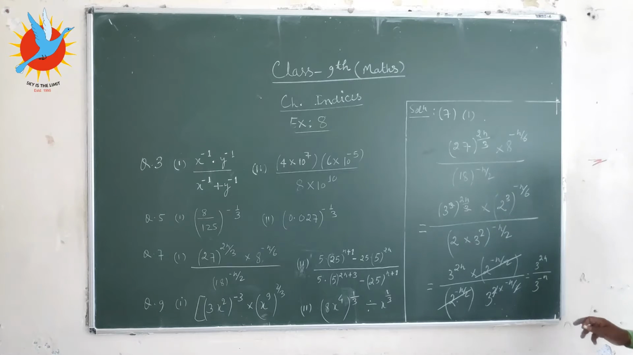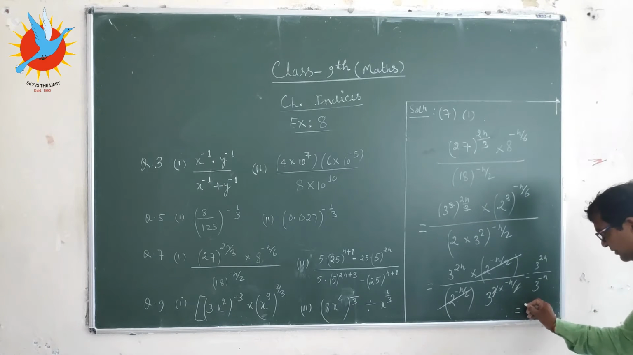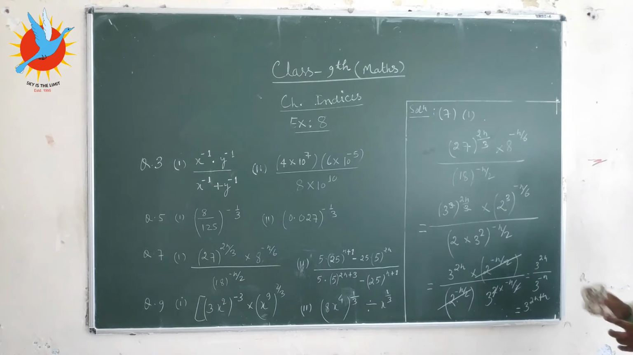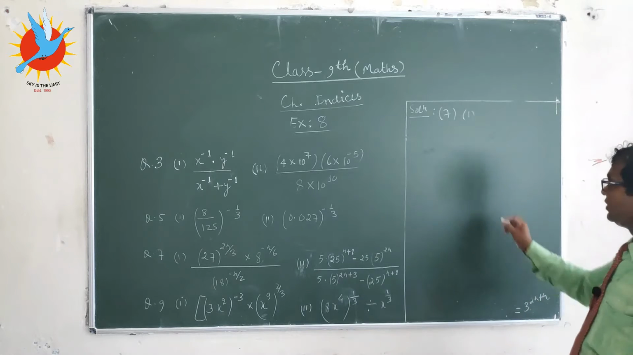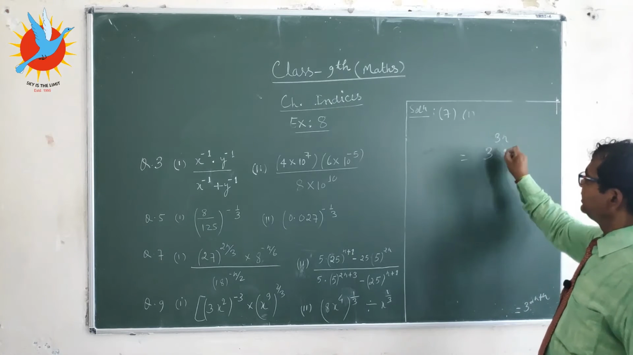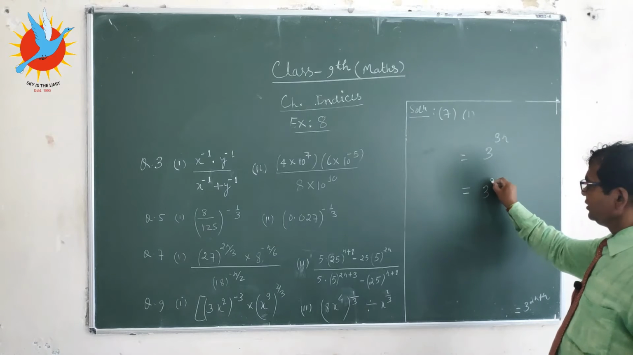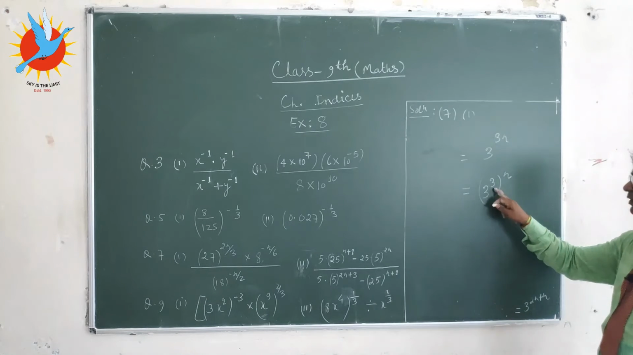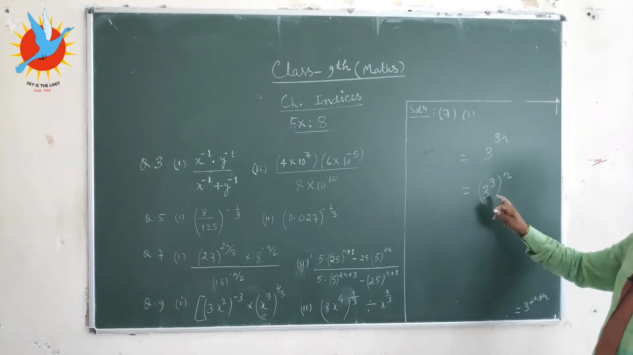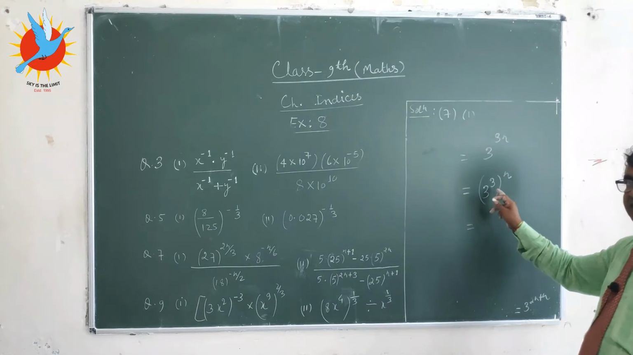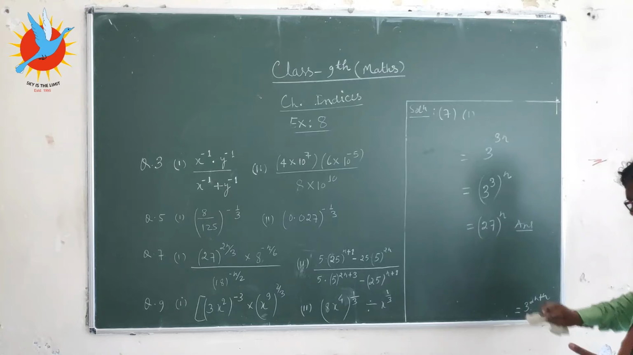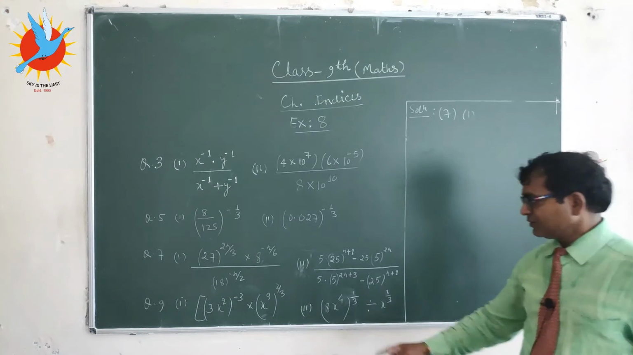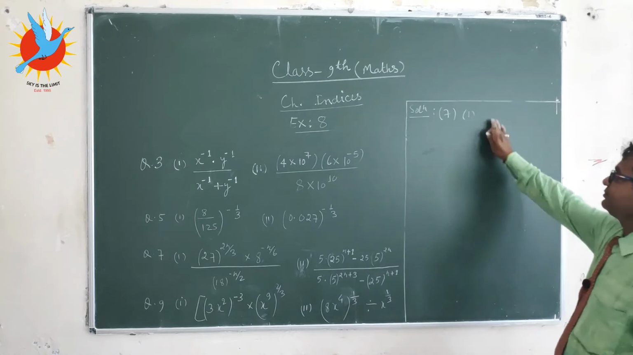Now take this one to the numerator, we have 3 to the power 2n and this will become plus n. Now this will become 3 to the power 3n, and this again can be written as 3 to the power 3, to the power n, like the formula a to the power m to the power n. 3 to the power 3, 3 into 3 into 3, this will become 27, and to the power n, this is the final answer. Now let us do the second part of question number 7.